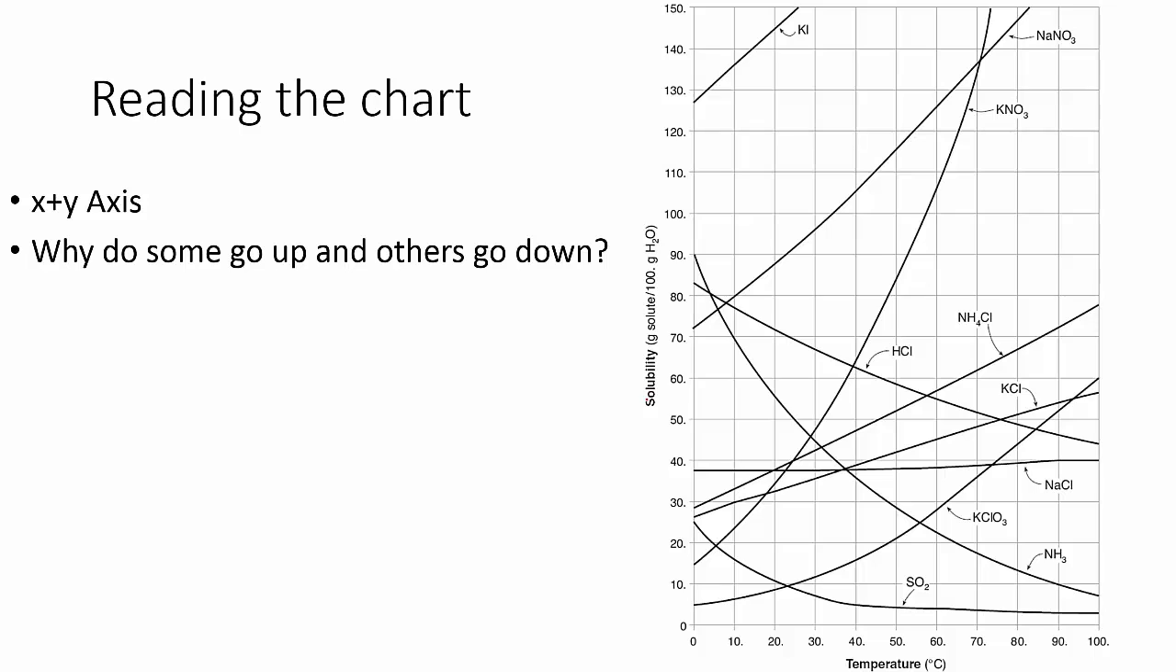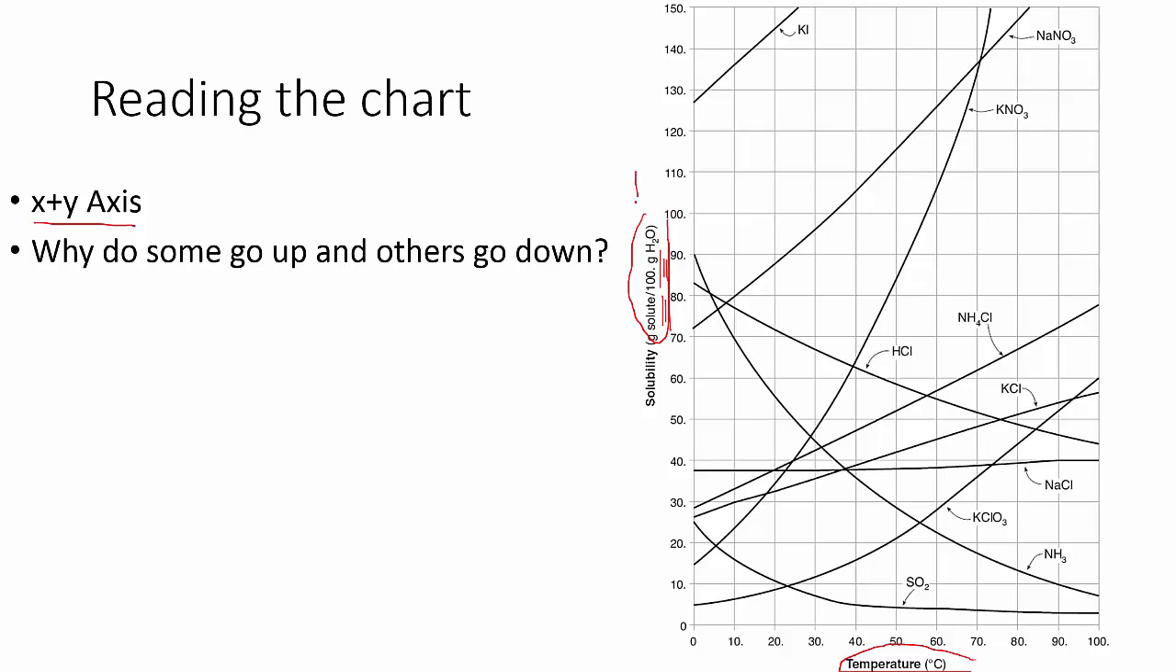So first thing, let's take a look at reading the chart. As always, you should always look at the X and Y axis first. So x-axis, we got temperature, and then y-axis, we got solubility, specifically how many grams of solute can be dissolved in 100 grams of water.